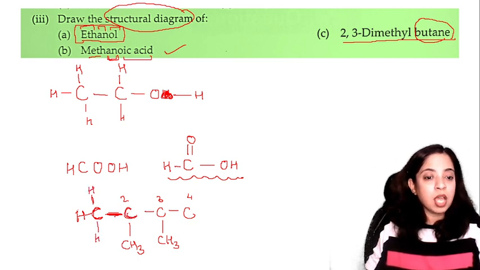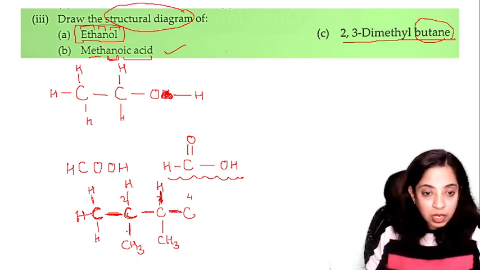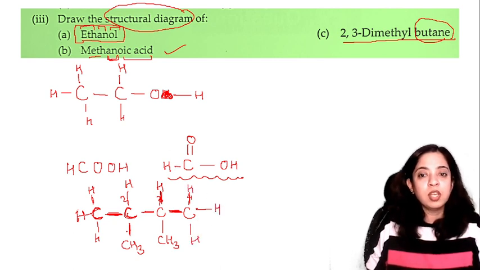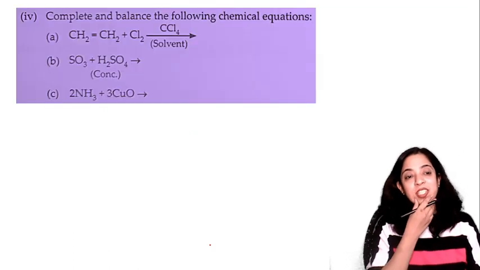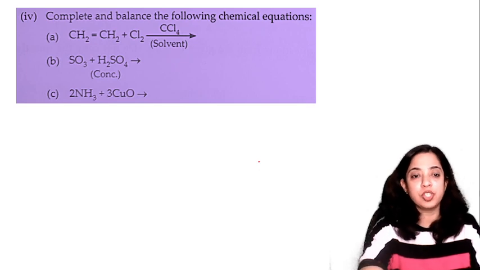Okay, now for this carbon 1 valency is here, 1 valency is here, 1 valency is here. 3 is satisfied, so 1 more hydrogen. For this carbon, you can see 1, 2, 3 is already satisfied. So 4. For this, only 1 is done. This is one bond. So 1, 2 and 3. 3 hydrogens will be here. Understood? This is 2,3-dimethylbutane. Now, next question is complete and balance the following chemical equations.